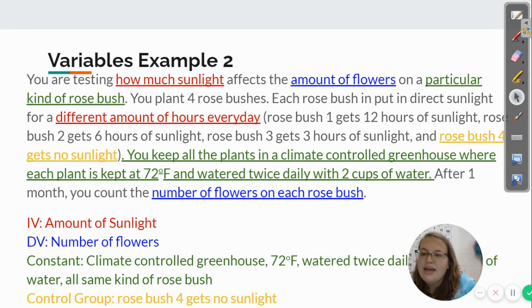So, amount of sunlight is going to be your independent variable. Your number of flowers that grow is your dependent. Your constants are the climate-controlled greenhouse, 72 degrees Fahrenheit, watered twice daily with 2 cups of water, all the same kind of rose bush. And your control group is that rose bush 4 gets no sunlight.